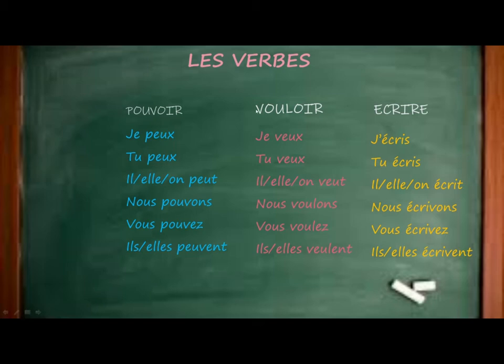So vouloir, which means want. Je veux, tu veux, il veut, elle veut, on veut. Nous voulons, vous voulez, ils veulent, elles veulent. Okay, so if you see, these two verbs will be a bit similar. So you'll be having the same endings. So wherever you got P, we will be replacing with B. Wherever you got V, we'll be replacing with L. So that's actually these two verbs.